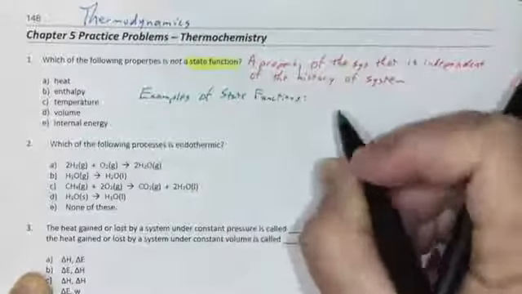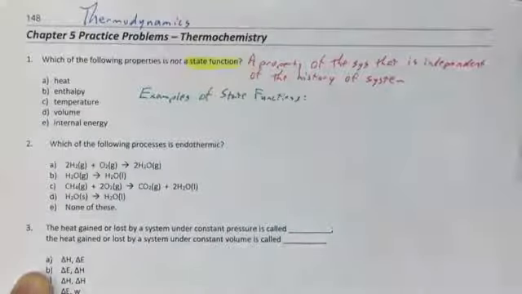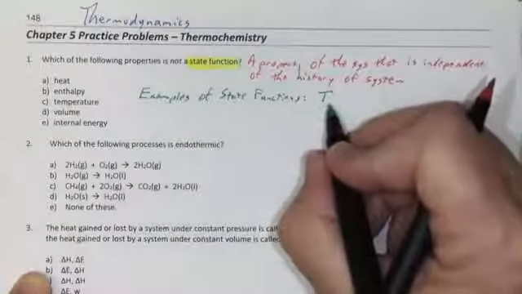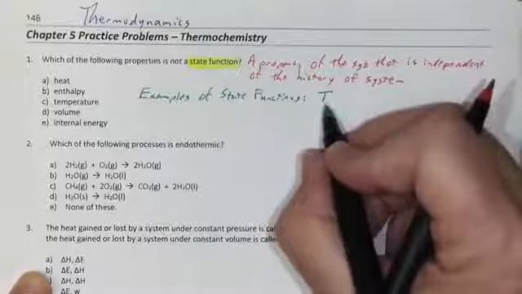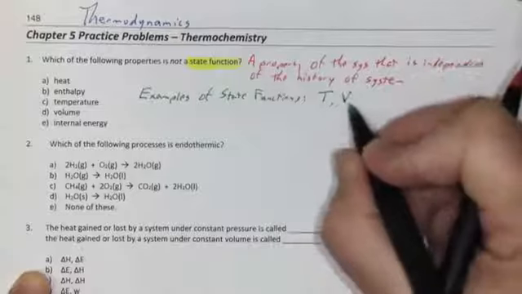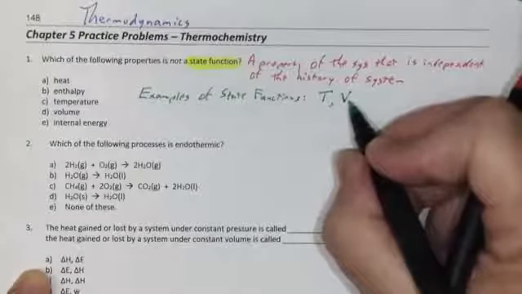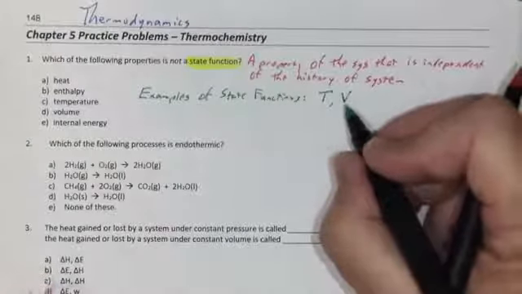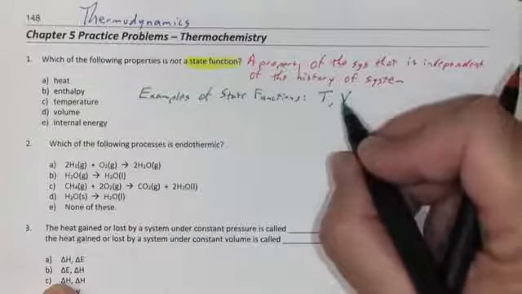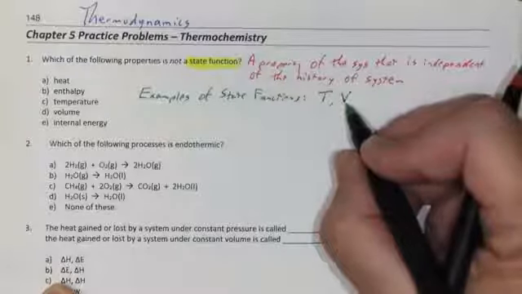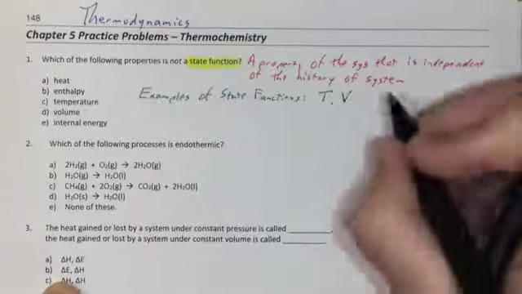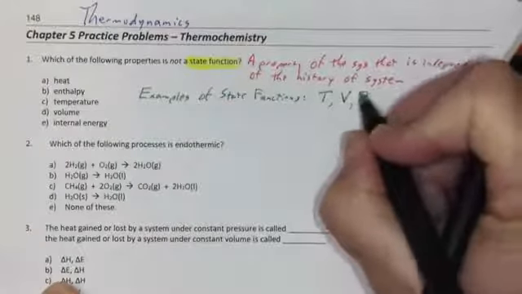Examples of state functions would include, for example, the temperature of the system. The temperature that the system has right now is completely independent of what its temperature was 5 minutes ago or 1 hour ago. It's independent of the history. The volume, if you're dealing with a gas, the volume of the gas is independent of its history. It doesn't matter what the volume of the gas was yesterday or 5 minutes ago. Volume describes its current state. We have temperature and volume. The pressure of a gas is a state function.